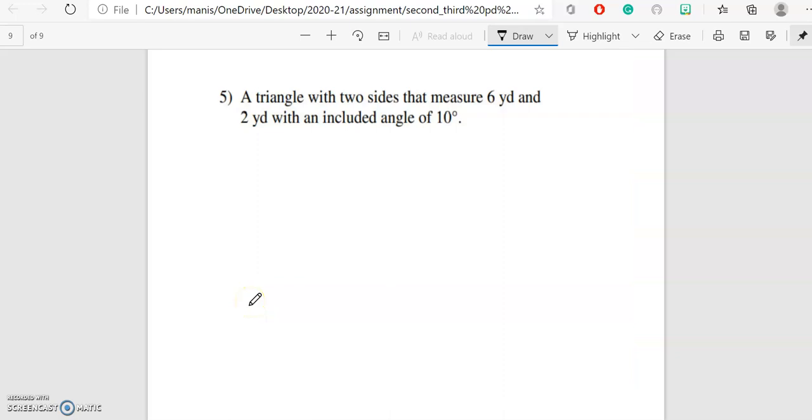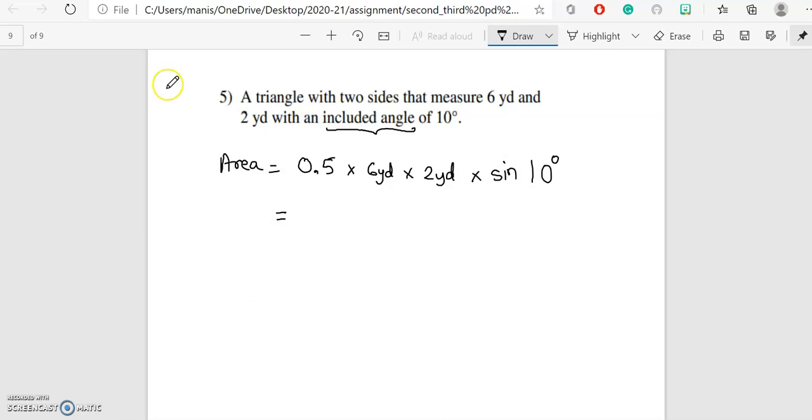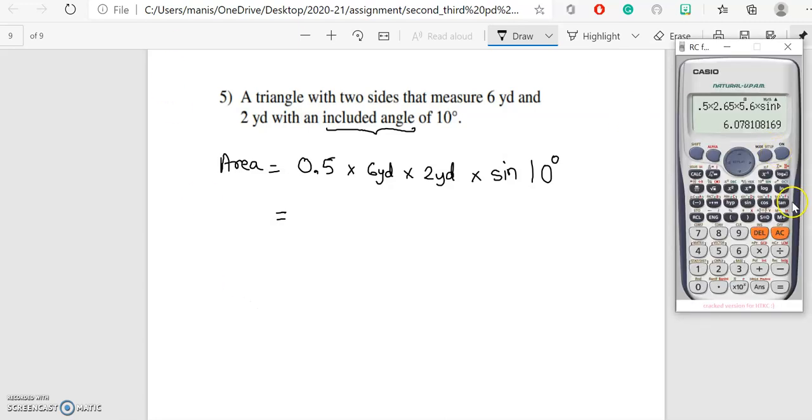Let's look at this question. A triangle with 2 sides that measure 6 yards and 2 yards with an included angle of 10 degrees. Important part to note over here is they have given the keyword included angle. So I can use any formula, or even if I do not use a formula, I can write it like this: 0.5, and what I do is I take my first side, 6 yards, and I take my second side, 2 yards, times sine of what? Sine of 10 degrees, which I have been doing in all of my questions. So the only thing left is to type this in my calculator to get my answer.